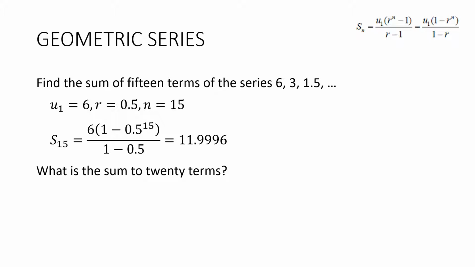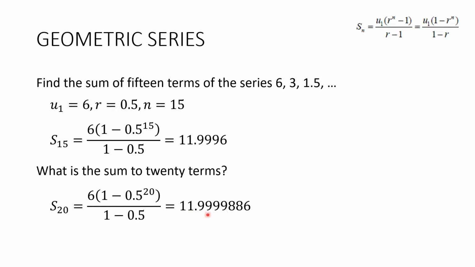11.9996. What's the sum to 20 terms? So I'm just going to change this to 20. 11.9999886. What do you think the limiting sum is? That's the amount that the ceiling, if you like, that it can't get past. Does it seem reasonable that it might be 12? It is 12.